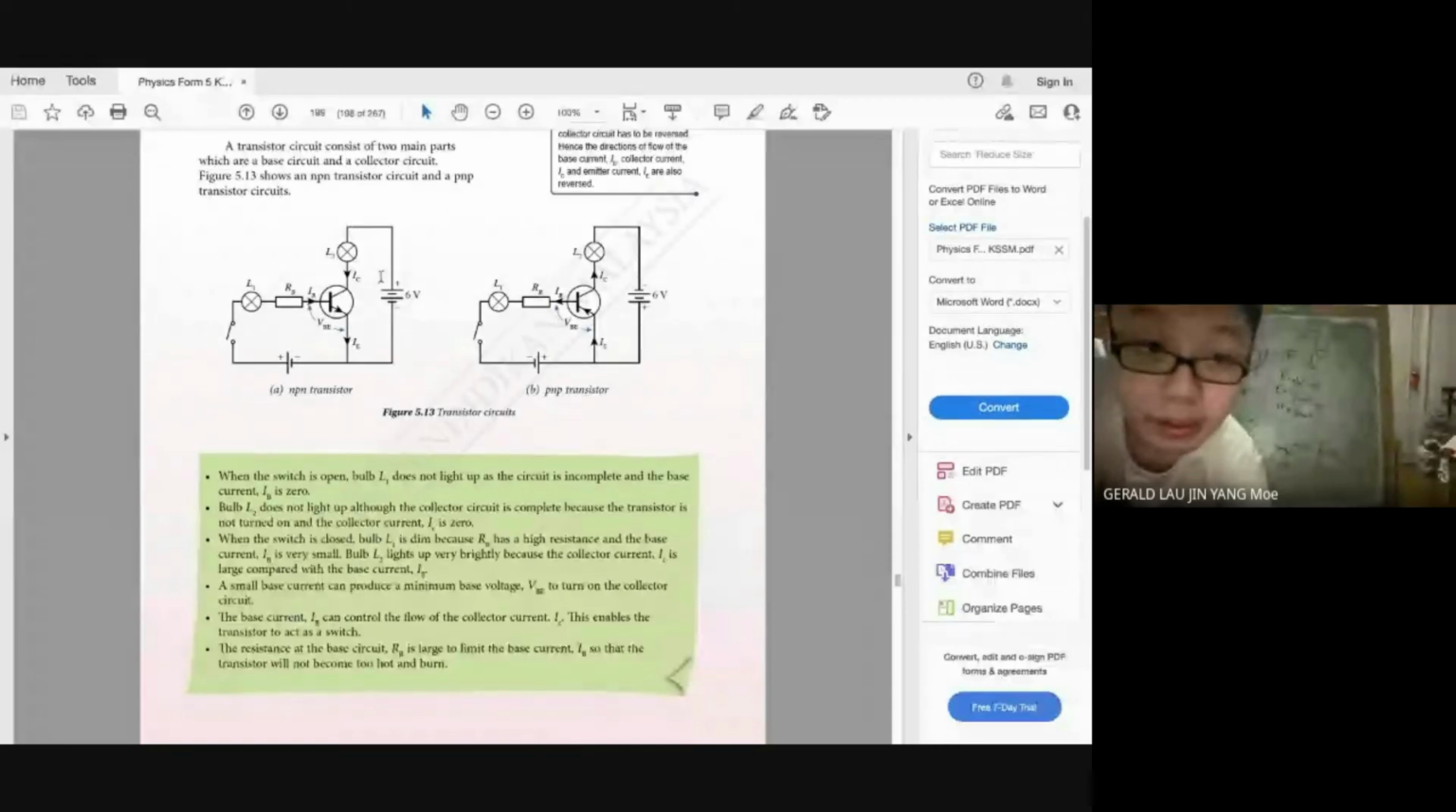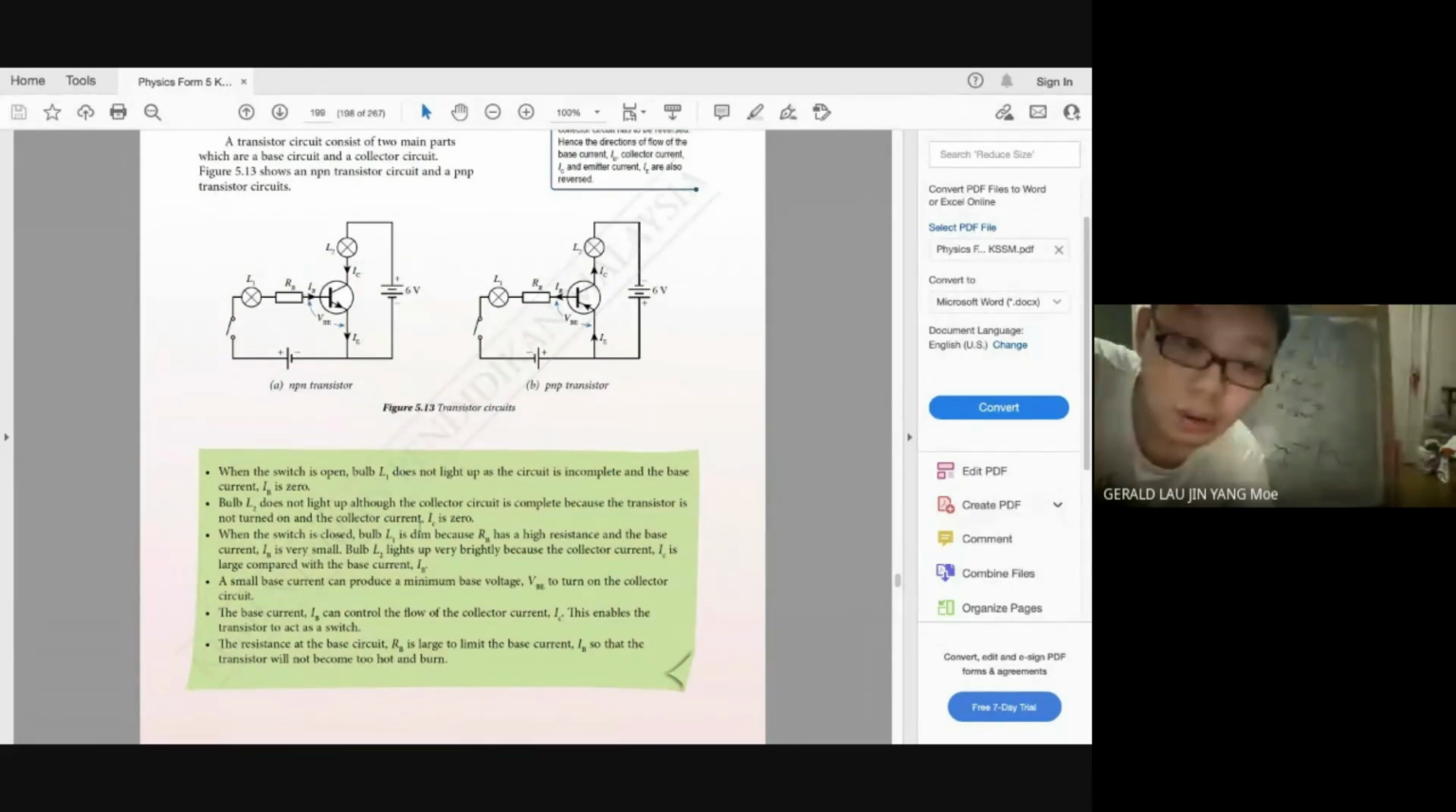Sini collector current akan lebih besar daripada base current di sini because you see voltage 6 volt. Okay, base current can control the flow of the collector current. This enables the transistor to act as a switch. The resistance and the base current is large to limit the base current so that transistor will not become too hot and burn. That means sini, the base over here will activate the collector. Okay, now how do you see activate?